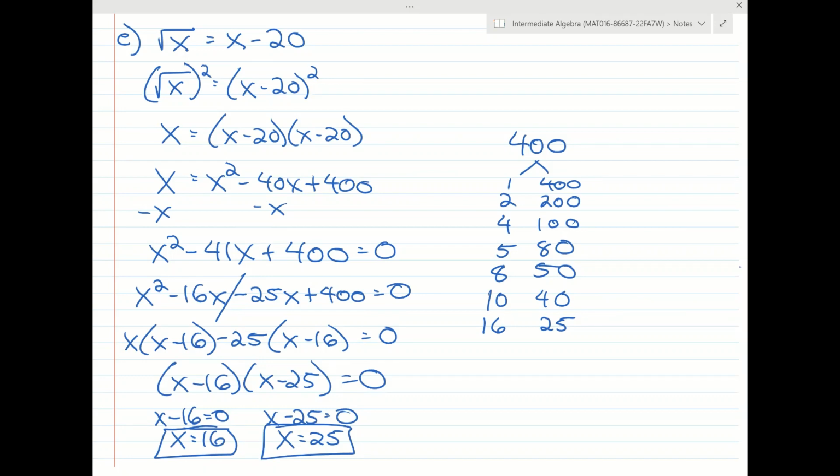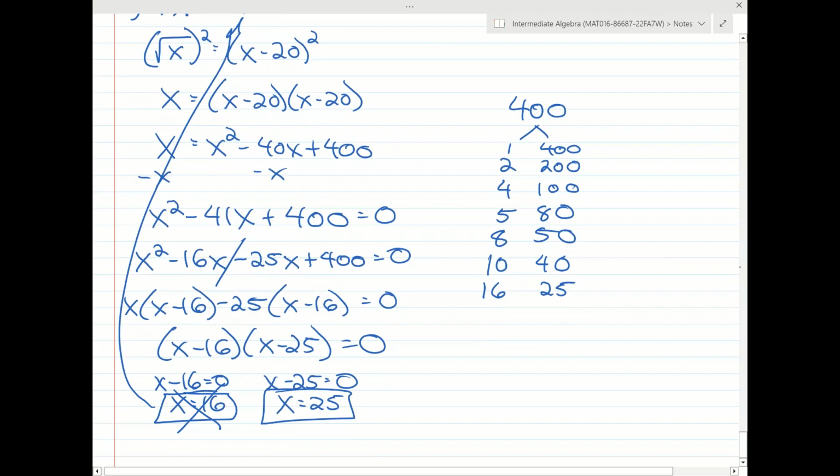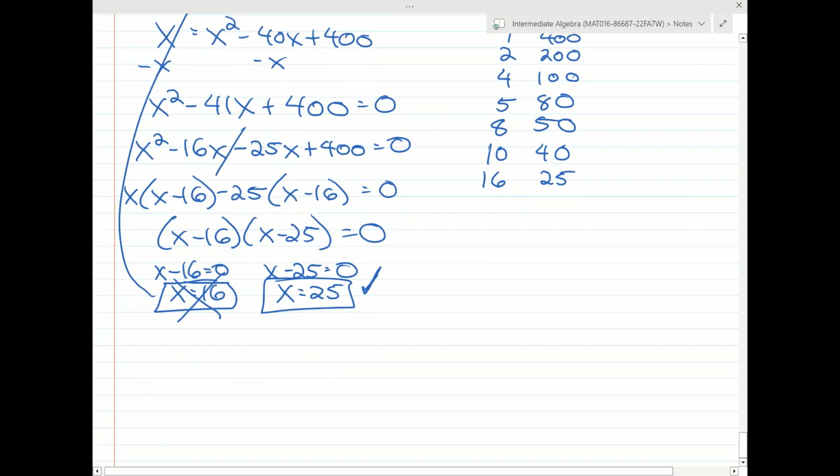If you were to plug these in, this would be 16 minus 20, which is a negative number. So a square root can't be negative, so this wouldn't work. If you plugged in 25, that would work. So with radicals, you just want to make sure you check your answer. How about this one?